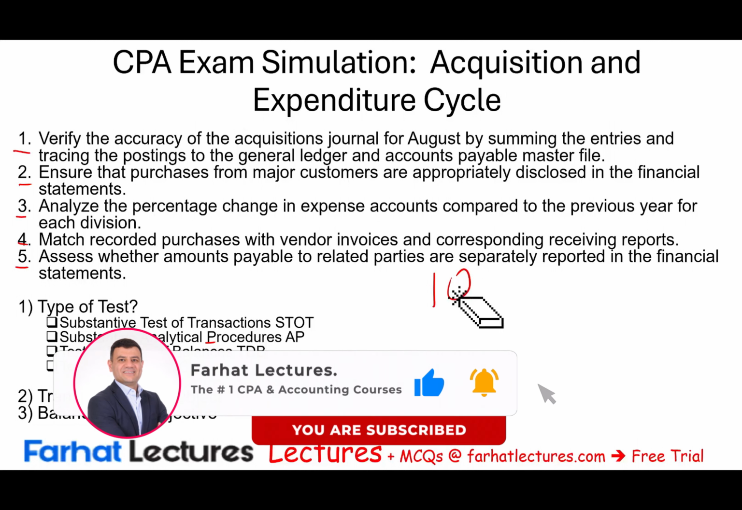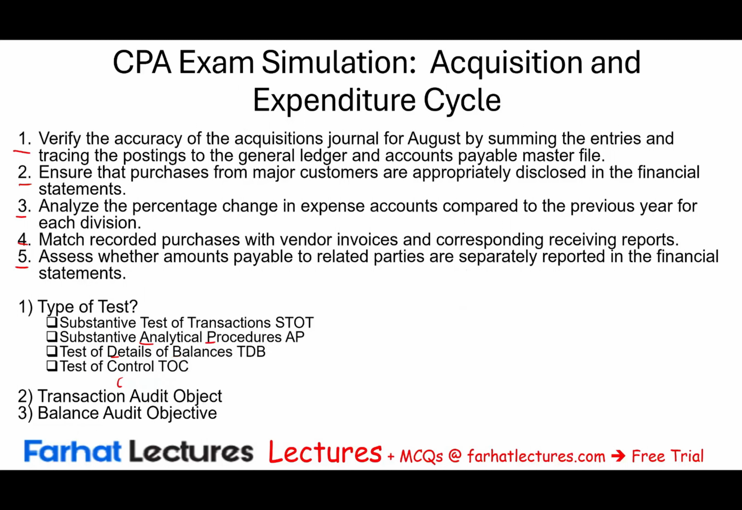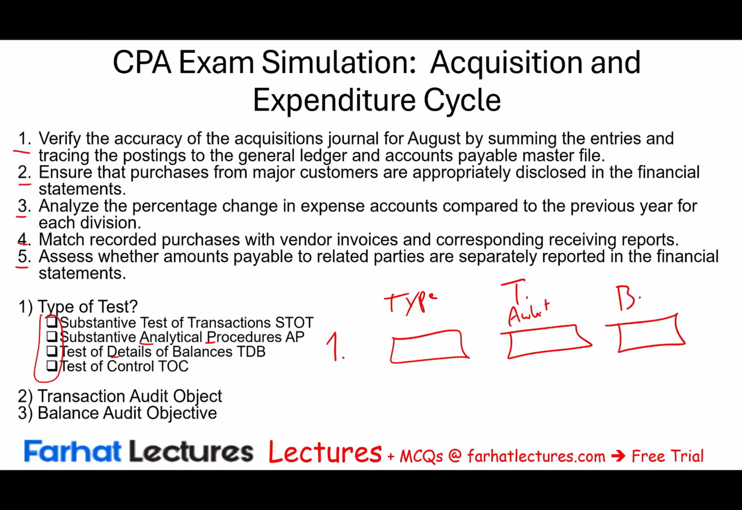Now, this does not look like an exam simulation. Well, it does not look like it, because on the exam, you would have the transaction, for example, transaction 1, and you'll have a drop-down box with those 4 options, and you would select one of them. Then you will have another box for the audit objective. So you'll have the type here, the transaction audit objective, or the balance audit objective. The type is a drop-down list. You select the audit objective, you would select one. And if it's a balance audit objective, you would select one.